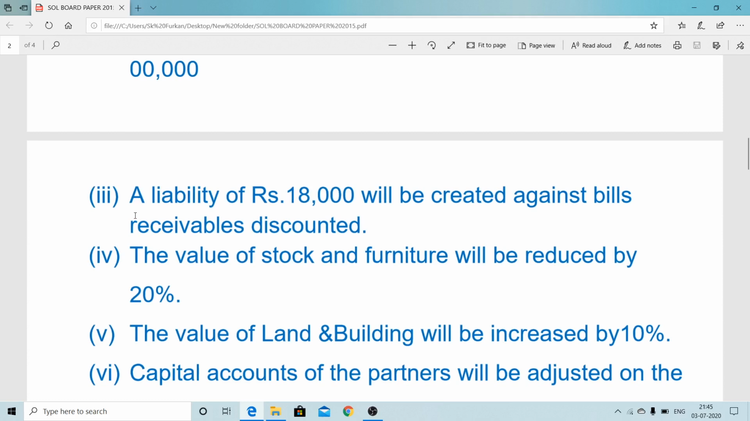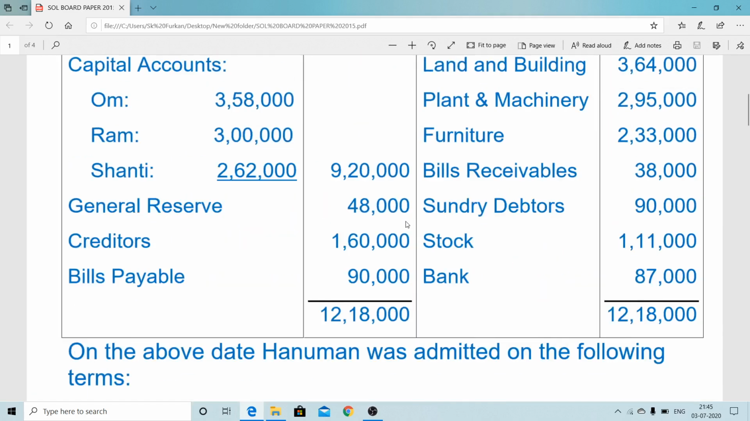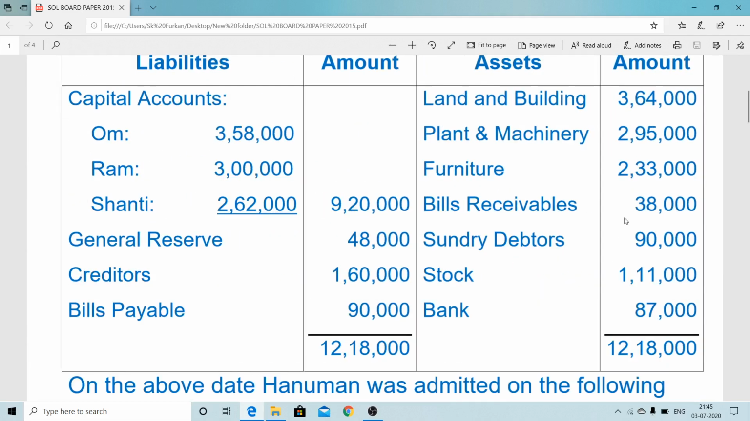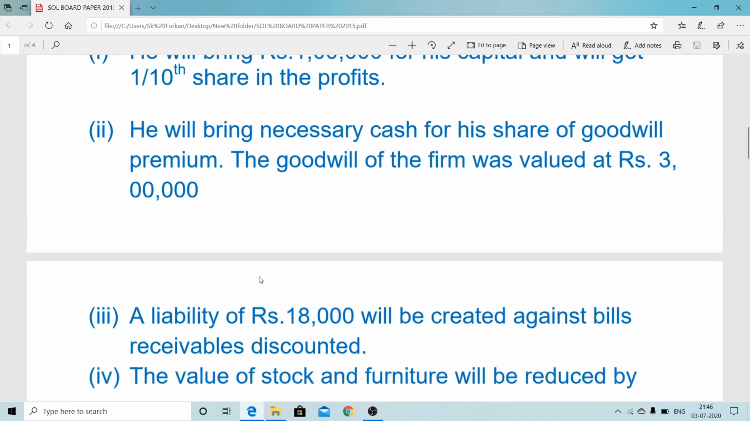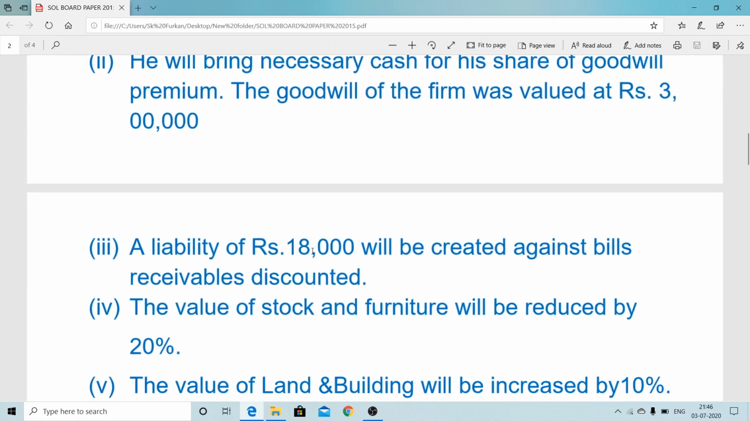Next adjustment, a liability of rupees 18,000 will be created against bills receivable discounted. So here the BR amount is 38,000, that is the net BR. Before that, there is one more BR of 18,000, which was earlier discounted. When the bill was discounted, before the maturity period or due date, it is considered a contingent type of liability.